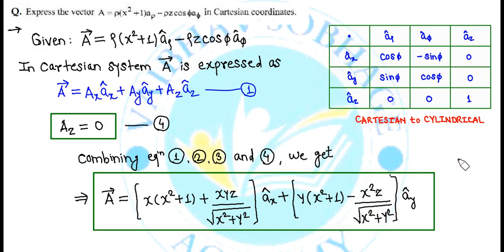So this is your given vector A, which was already given in terms of the cylindrical system, and we have expressed it in terms of the Cartesian coordinate system. So this is your final answer.